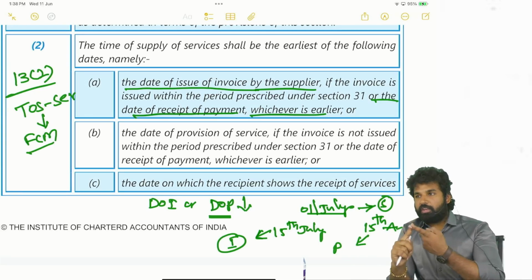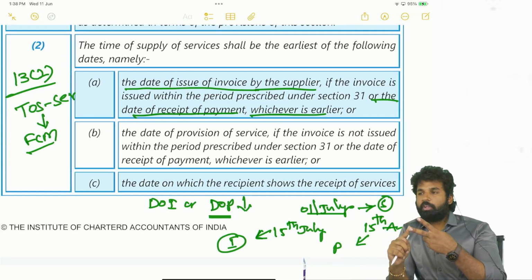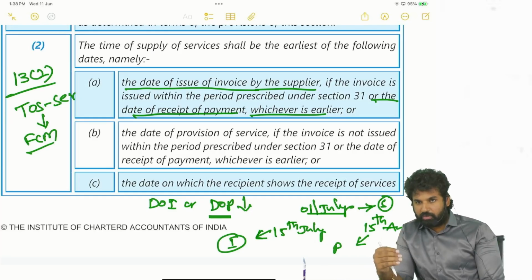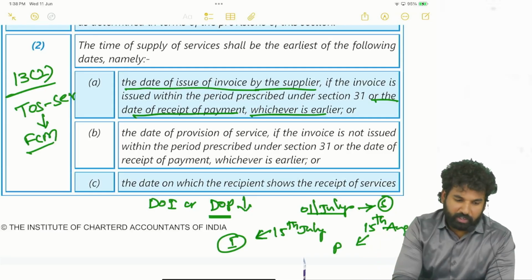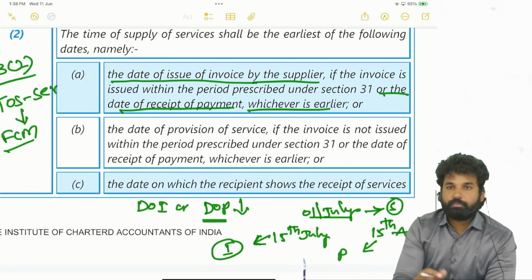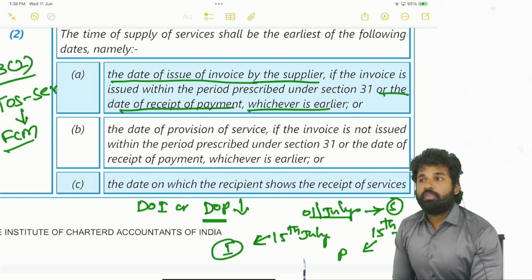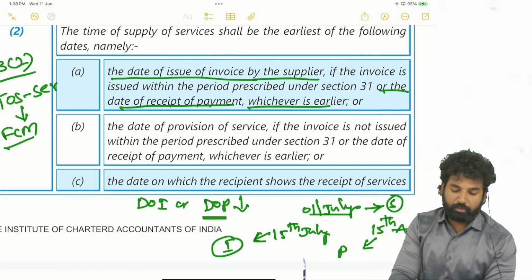Date of invoice will come, and date of payment means two dates will come: date of entry in the books of accounts and date of credit in the bank account. Now, if the invoice is not issued within the time, then what will be the consequence?